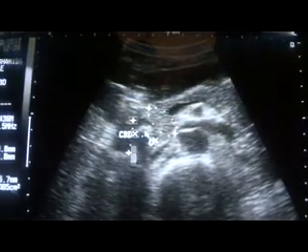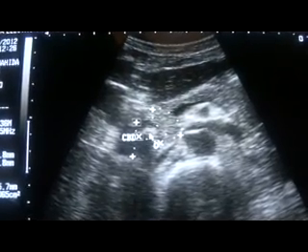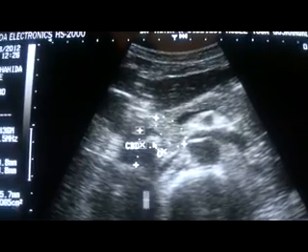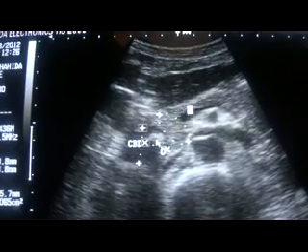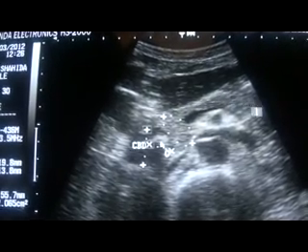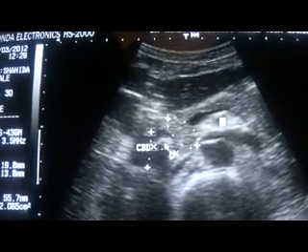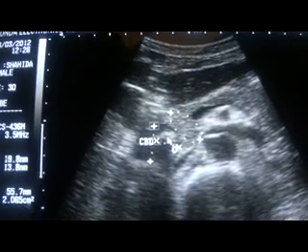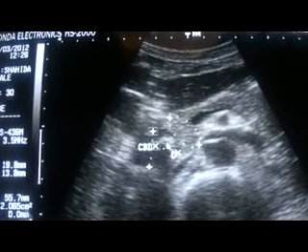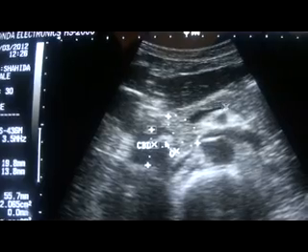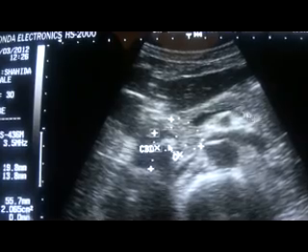Here we are. This is the dilated CBD that you are seeing. Once again, this is the CBD, common bile duct. This is the calculus with sharp posterior shadowing, and this is the head of the pancreas, and the common bile duct you can see is coursing the posterior inferior surface of the pancreatic head. This is the liver, and these are the dilated intrahepatic bile ducts.